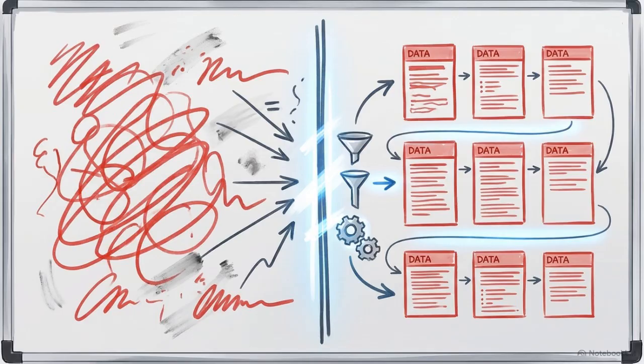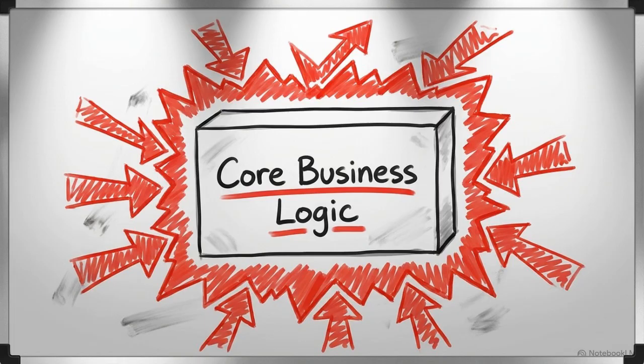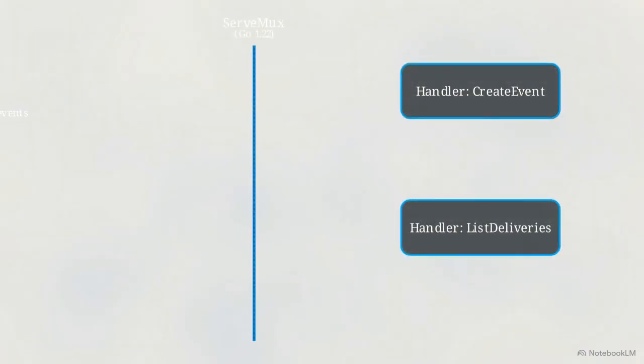The primary function of this API is to aggressively filter, sanitize, and validate every incoming request before it ever gets the chance to touch the core business logic. This 2D schematic shows a data packet arriving at the outermost layer of our system pipeline, the Go 1.22 ServeMux. The native router directs traffic strictly based on HTTP methods. It routes a POST request directly to the create event handler. Conversely, when a GET request hits the router, it travels down an entirely separate path to the list deliveries handler.